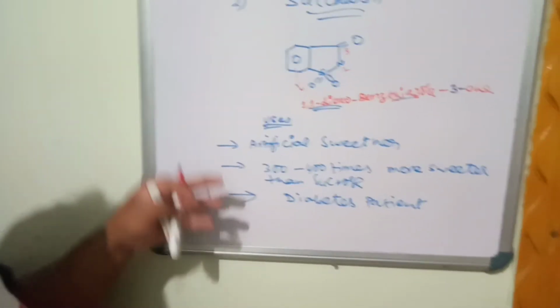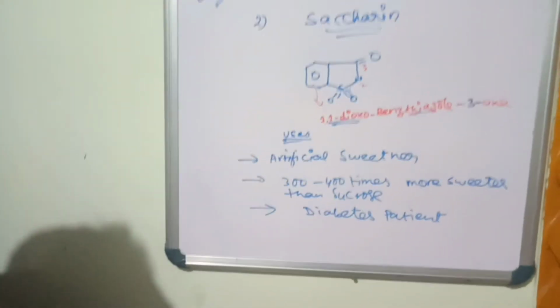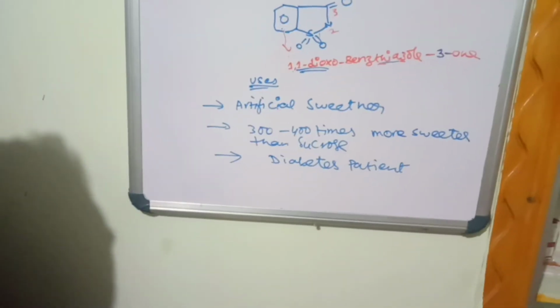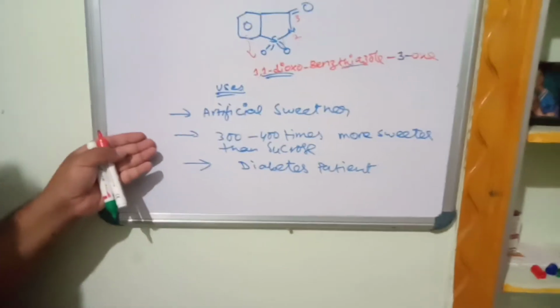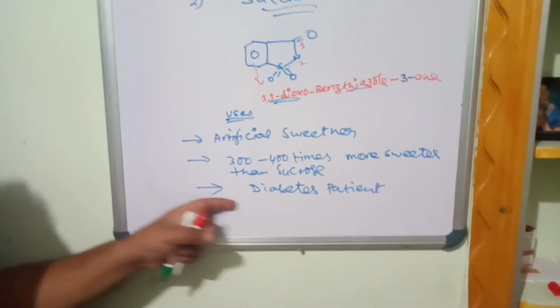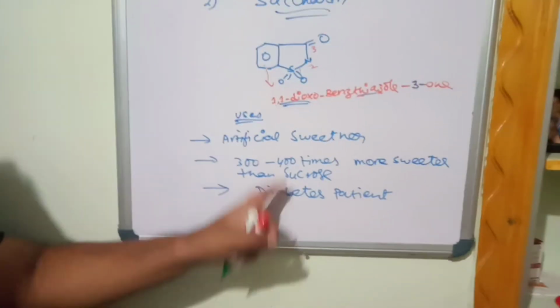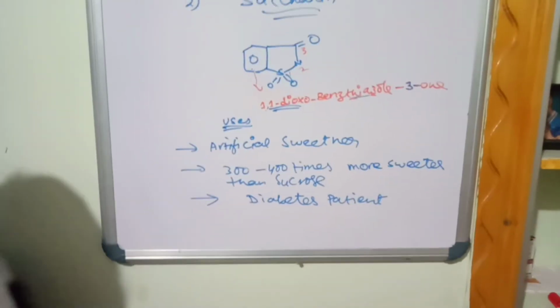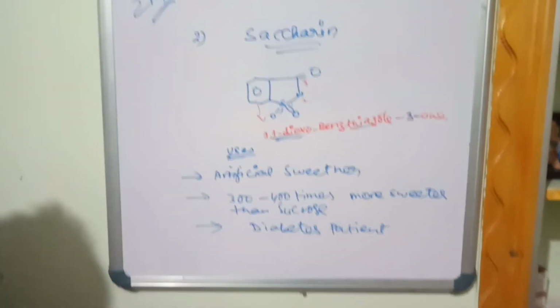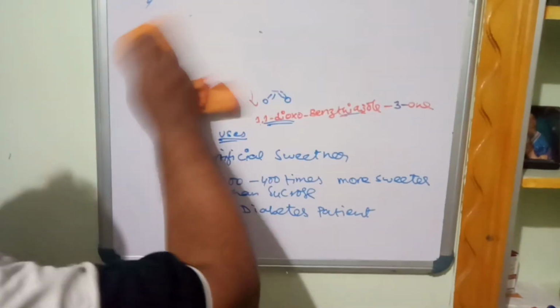So diabetes patient will use saccharin, which will be 300 to 400 times sweeter, but it will not increase the glucose level. Because of that they will be used by the diabetes patient. So this is a second important compound, its structure and uses.